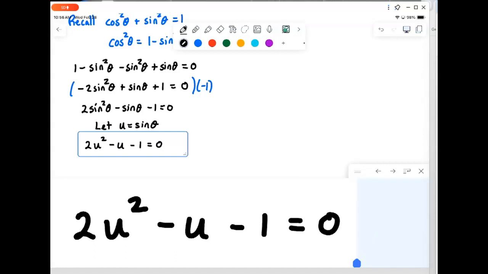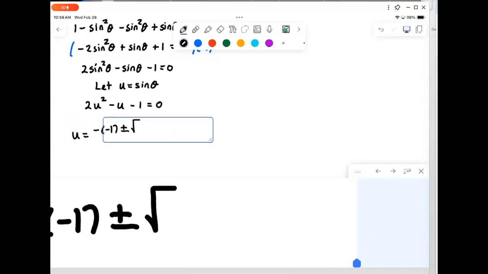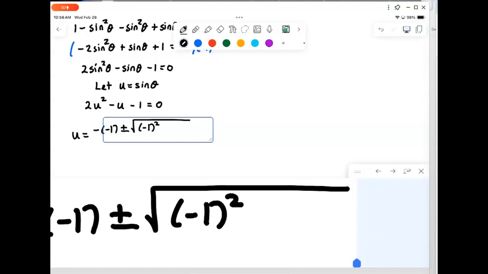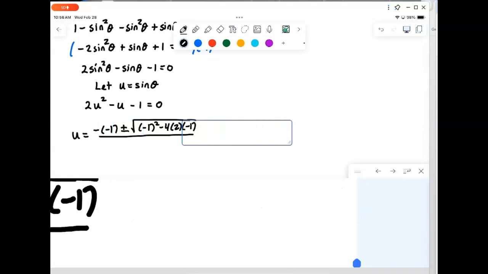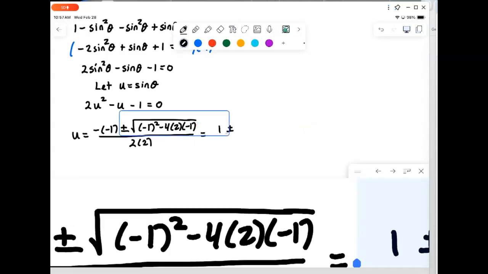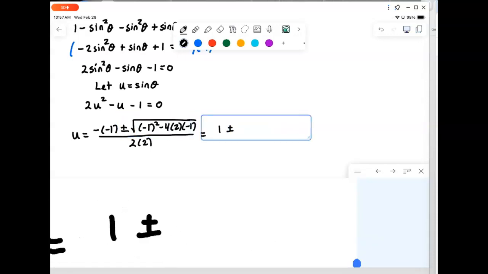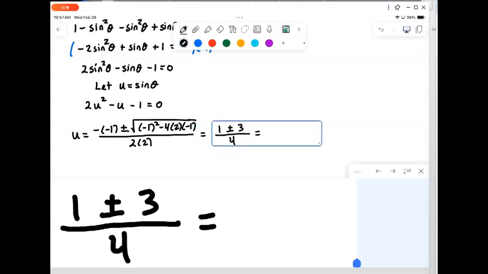Right, so what we're going to do now is take and use our quadratic formula. So u equals the negative of b plus or minus the square root of b squared minus 4 times a times c, all over 2a. All right, so we go through and simplify. Negative of negative 1 will be 1, plus or minus. On the inside, we're going to have 1 squared, which is 1, plus 8. 1 plus 8 is 9. Square root of 9 is 3. So on top we have 1 plus or minus 3, all divided by 4. And then we work those answers out. 1 plus 3 is 4, divided by 4 will be 1. And 1 minus 3 will be negative 2, divided by 4 will be negative 1/2 when we simplify. So those are our two answers for u.